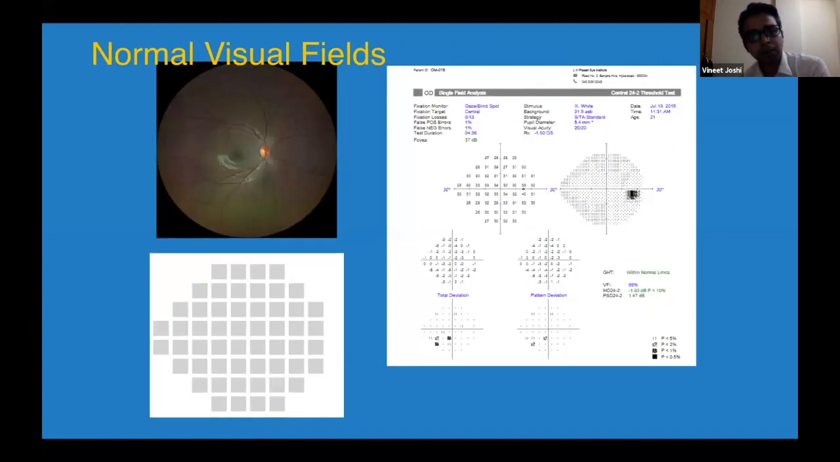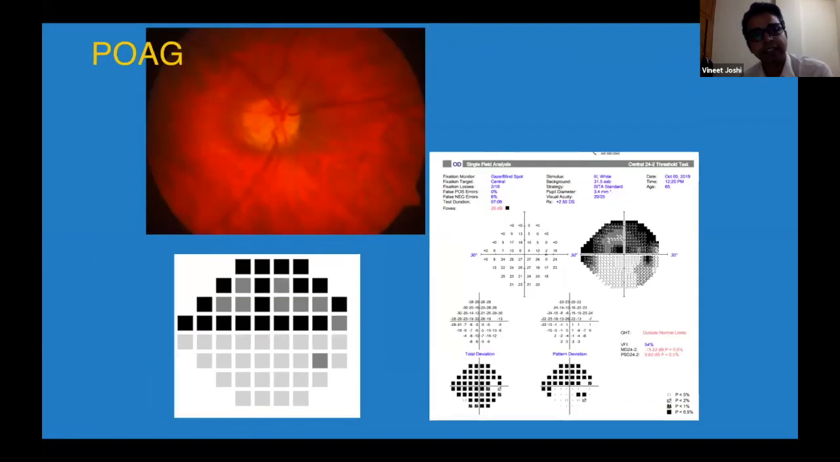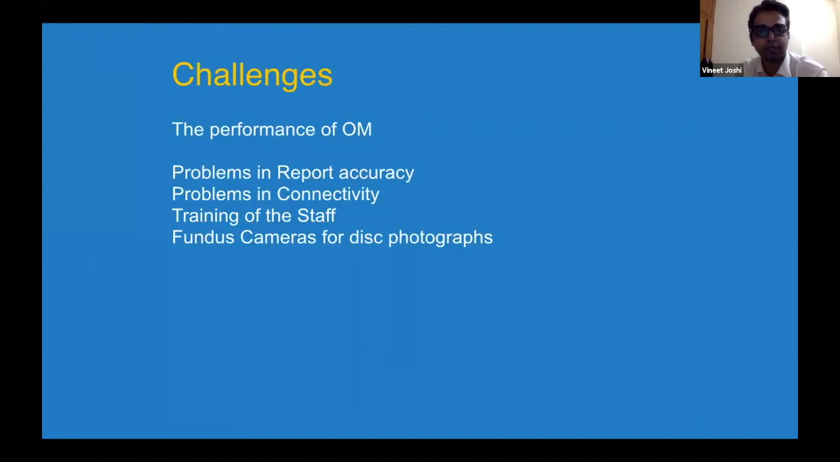Overall, these are the reports. The advantage of how we were able to capture the fundus camera photos along with the OM is something I will come up to later. But these are some of the patients in the validation trial, where this is the patient with normal visual fields, and this is with primary open angle glaucoma, where it was able to identify the hemifield defect.